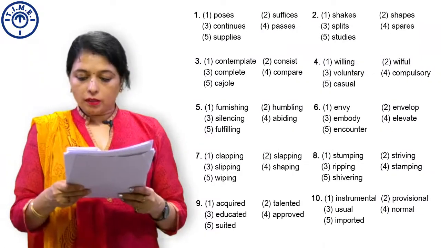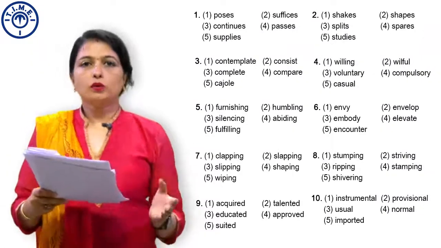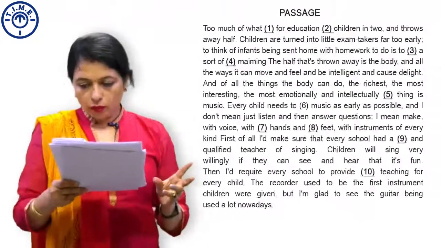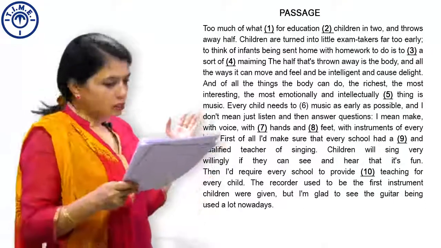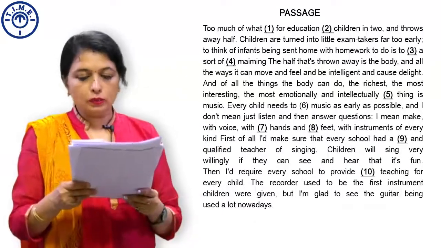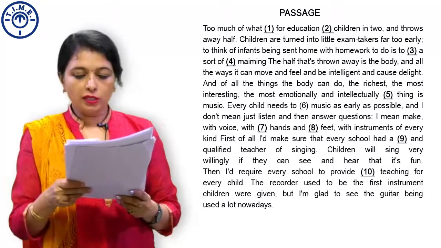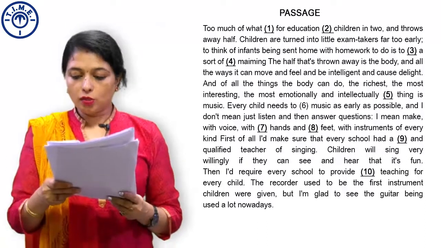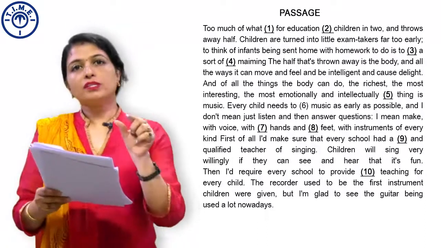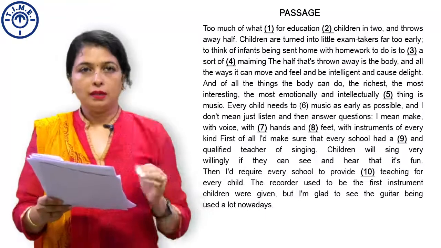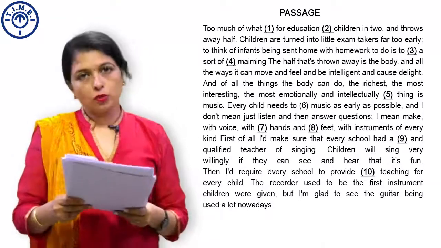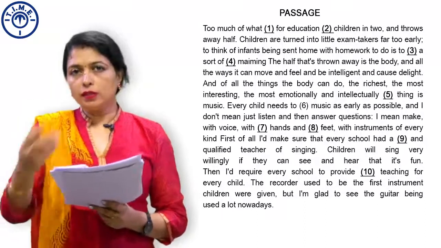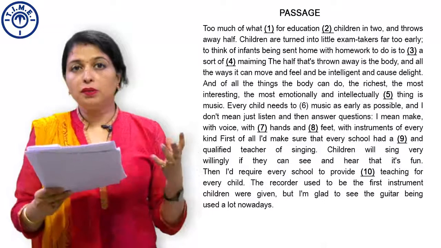Now, the third and the fourth blanks must be taken together, considered together and filled in one go. I'll read out the sentence again. It says, children are turned into little exam takers. Far too early to think of infants being sent home with homework to do is to dash a sort of dash maiming. So, the word of essence here is the word maiming, and it definitely has a negative connotation. Therefore, for the third blank, the word that springs to my mind is think deeply about something.